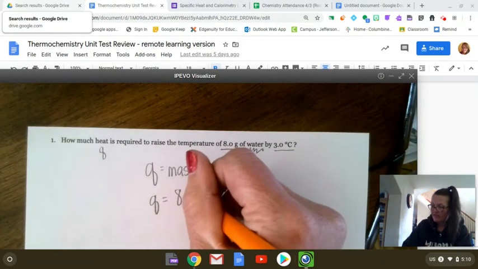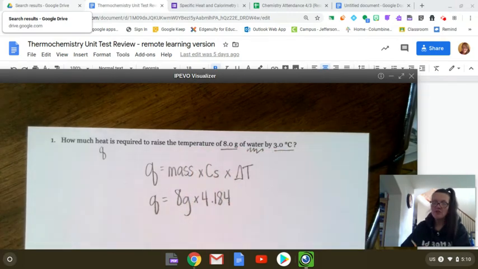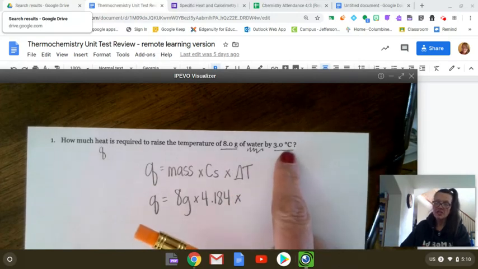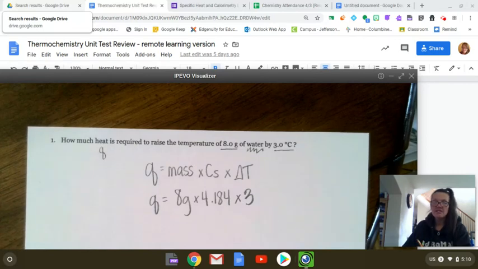I happen to have it off the top of my head. It's 4.184, but you could look it up in your own problems. I will give it to you on the test, unless, of course, I'm asking you to solve for it. And then we're going to multiply by the change in temperature. In this case, the change in temperature is already given to us. It's 3. So we just have to take grams times the specific heat times 3.